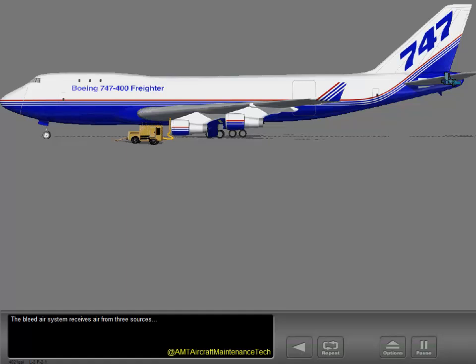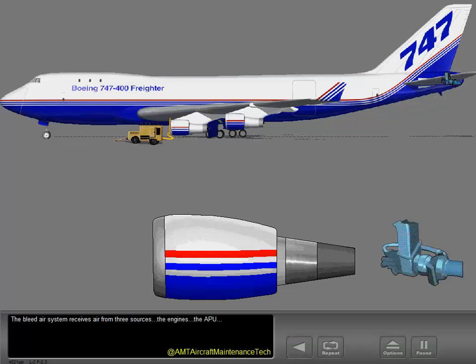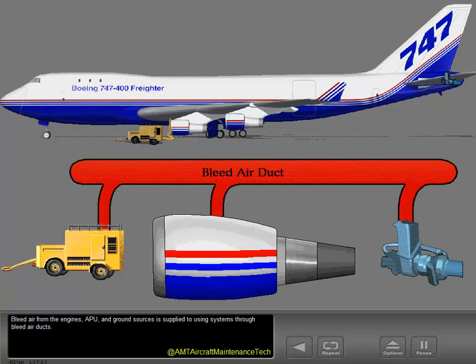The bleed air system receives air from three sources: the engines, the APU, and ground pneumatic sources. Bleed air from the engines, APU, and ground sources is supplied to using systems through bleed air ducts.